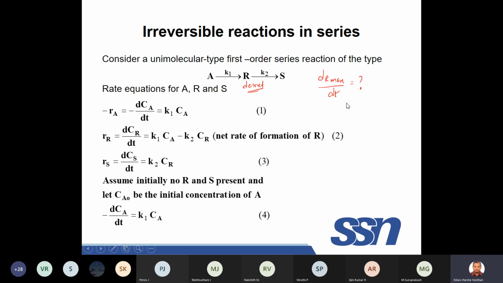Because we want the concentration of R to be maximum, you don't want the formation of S, because this is undesired. So that is the derivation which we need to do. But to do this, first we need to find out what is CR max, that is the maximum concentration of R.